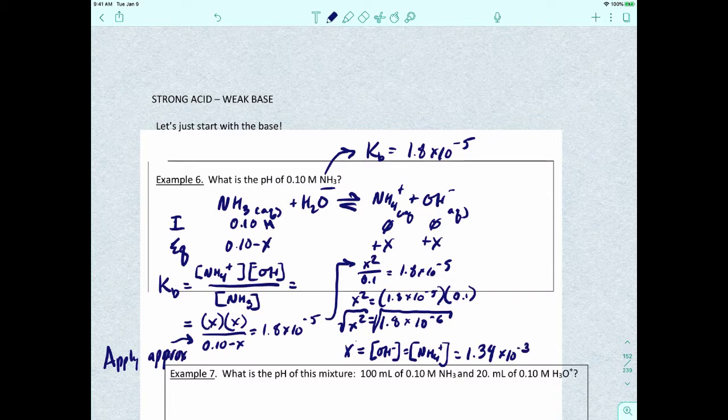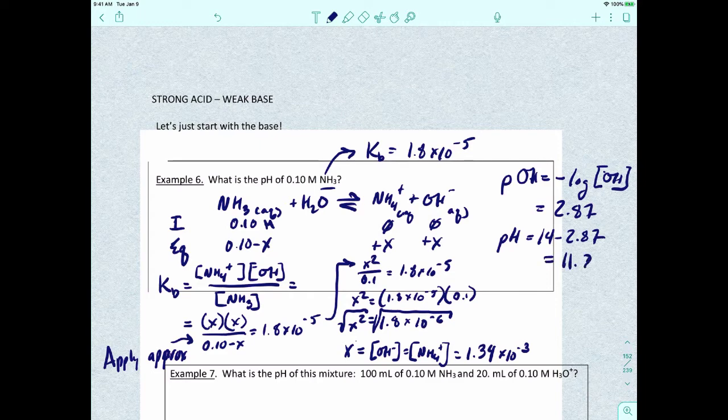Okay, so we specifically are looking for the pH. We know the concentration of hydroxide ion. So if we solve for the pOH by taking the negative log of the concentration of hydroxide ion, the pOH comes out to be 2.87. So if we solve for pH by subtracting that from 14, that gives us a pH of 11.12. Okay. So that's our initial pH.